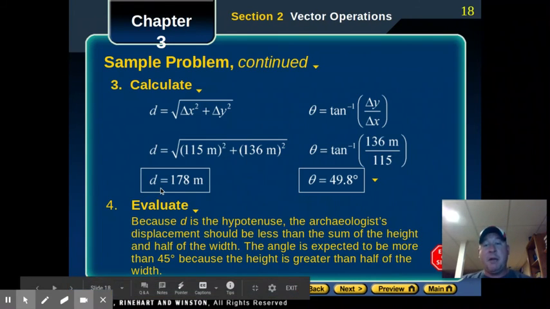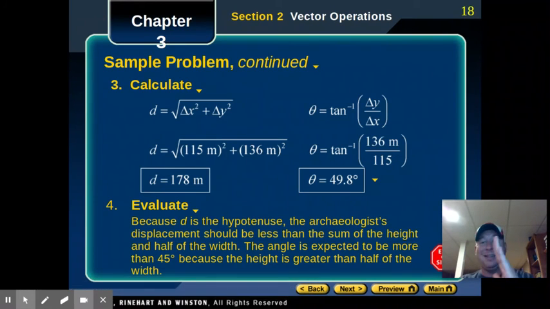So now we know exactly how far she traveled from the base of the pyramid to the top, and exactly how she did it, at what angle. So that's what vectors are going to do for us. They're giving us some very specifics regarding angles, approaches, distances, all that good stuff. So anyway, you can evaluate it down here.